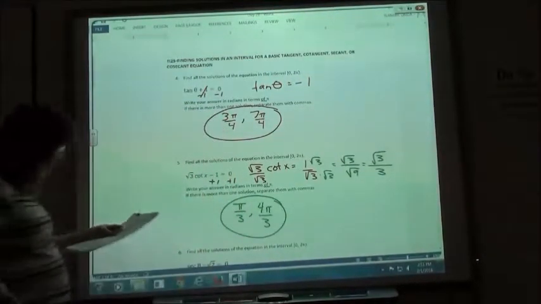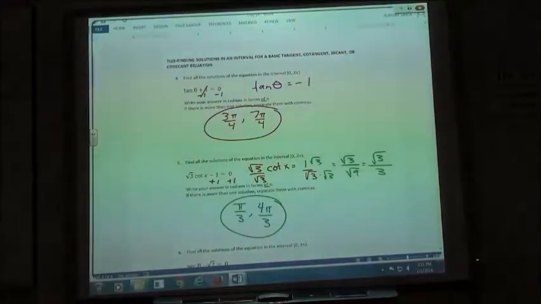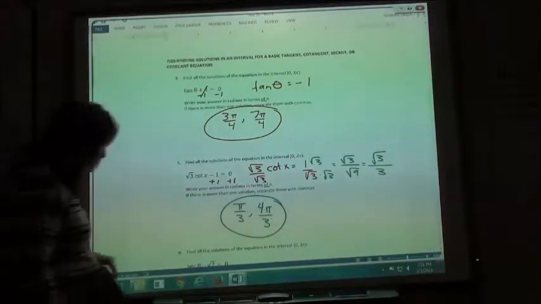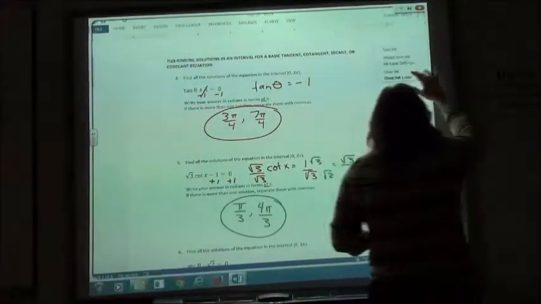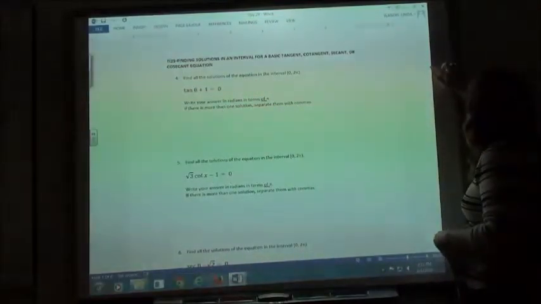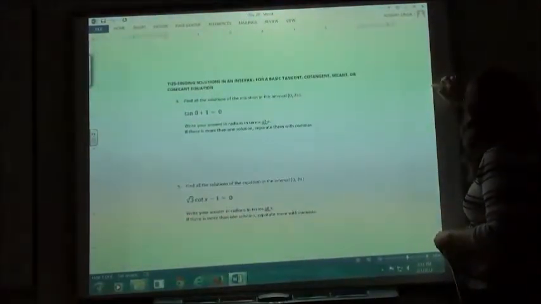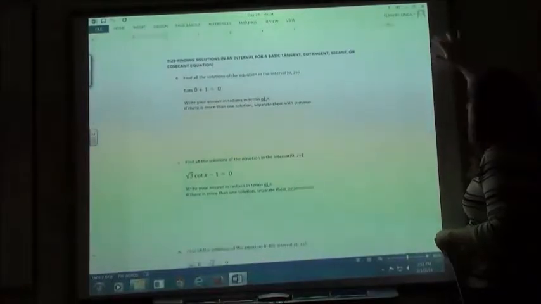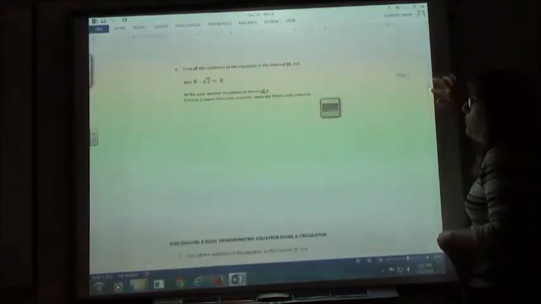And so those are going to be my two solutions. My board doesn't want to move the right way.